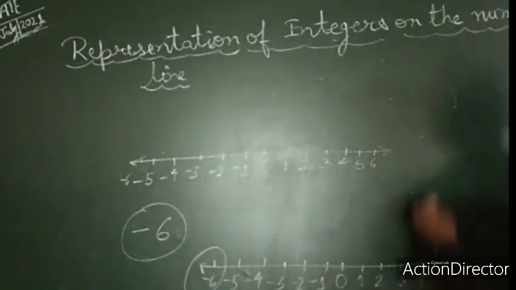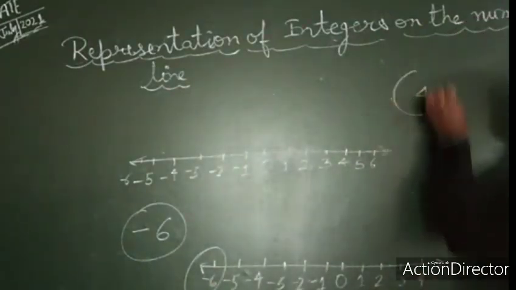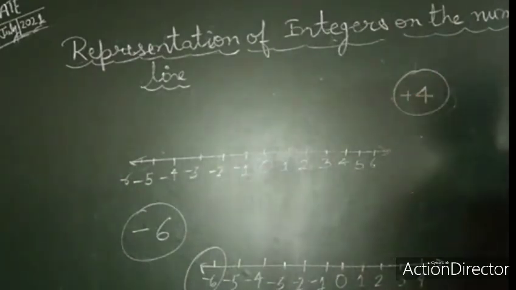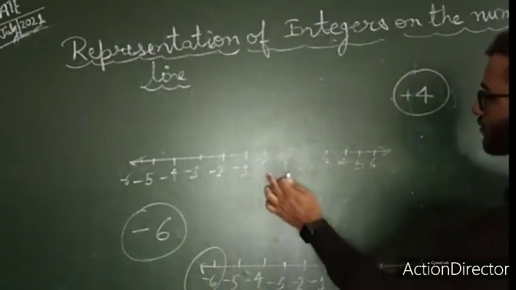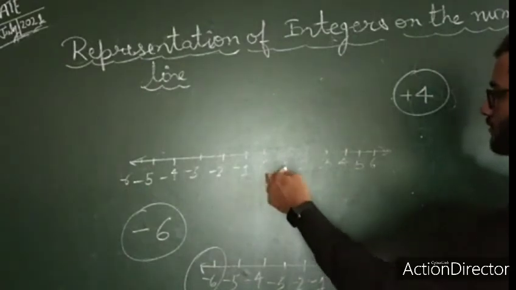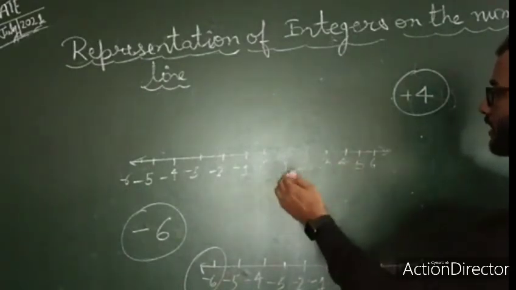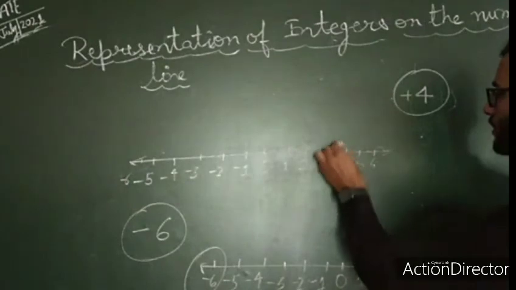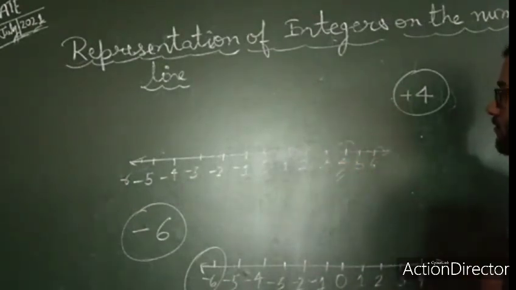Now here if we represent plus 4. Plus 4. So how do we represent this number? So here we start with the 0 and go to the right-hand side. Like 1, 2, 3, 4 here. So here is positive 4.